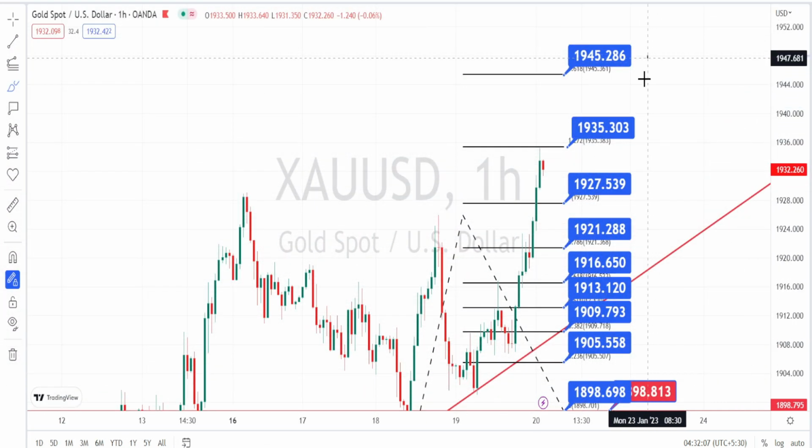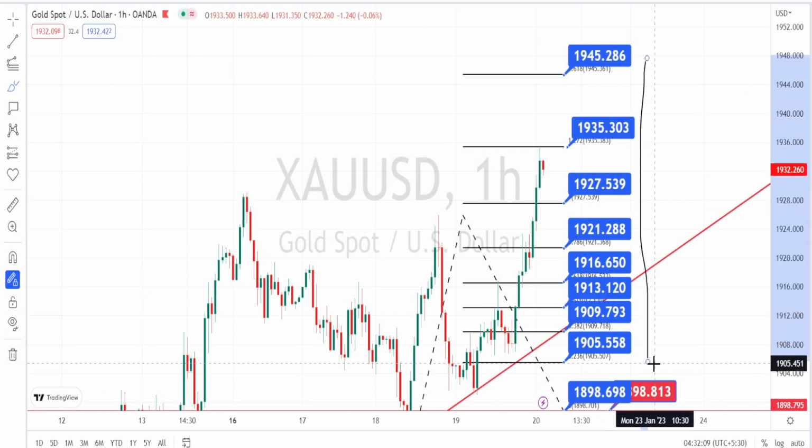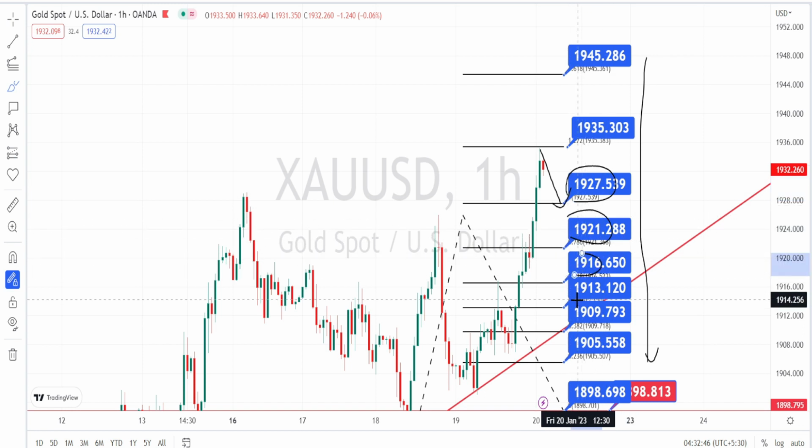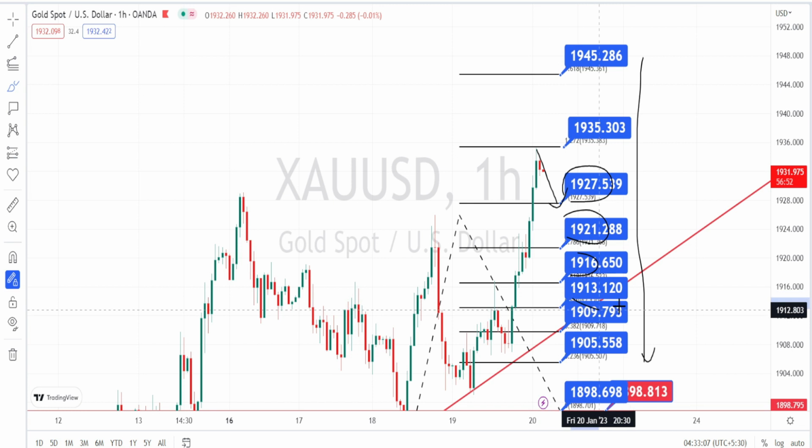So the values within these blue color boxes are the resistance and support levels for current price action in hourly time frame. Currently we are noticing the price action to bounce back from the resistance level of 1935, and if the bearish side retracement continues, next level of support is going to be around 1927, 1921, 1916, 1931, 1913, 1909, 1905 and 1898.